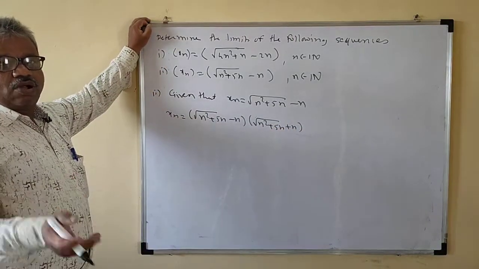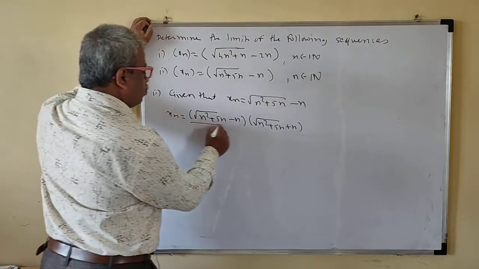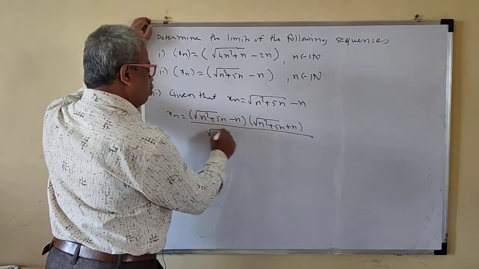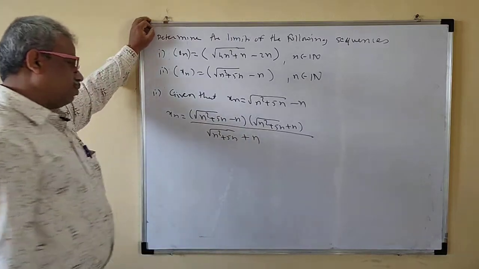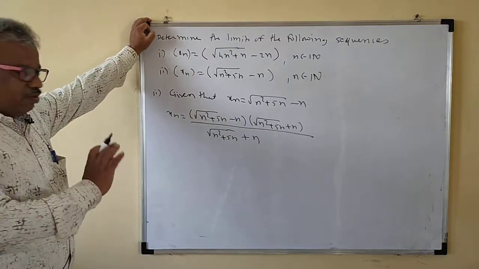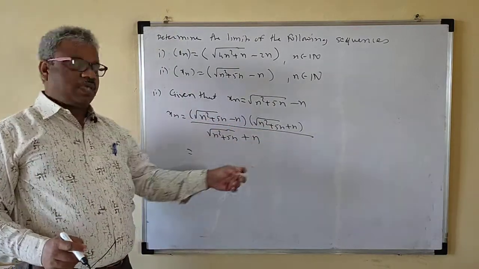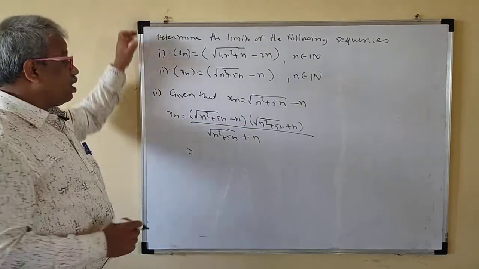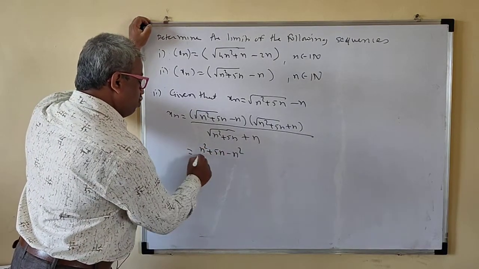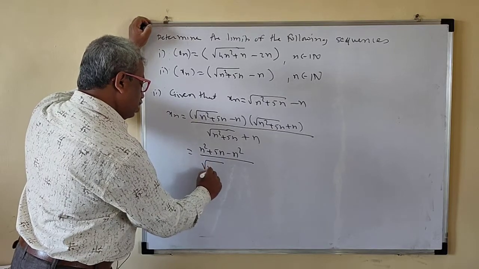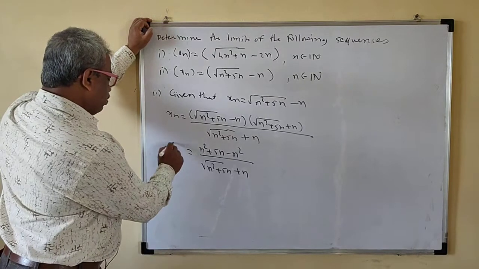and the conjugate of a minus b is a plus b. Okay. So now I do not need a bracket here because there is only a single term. So this is plus n. Okay. So now what do I have to do? We will multiply the numerator, the conjugate, a minus b into a plus b, which is a square minus b square. So this is n square plus 5n minus n square upon root of n square plus 5n plus n. Okay. This is your xn now.